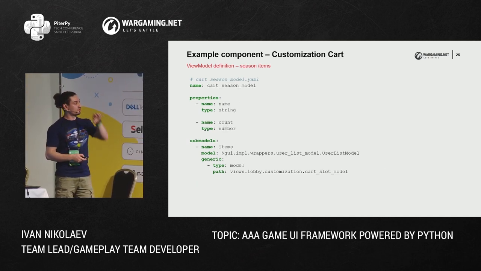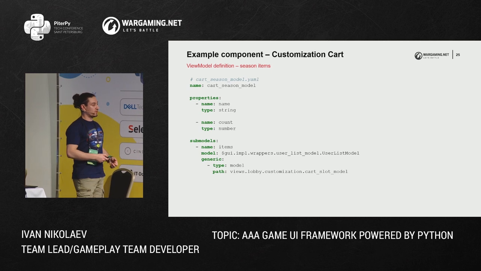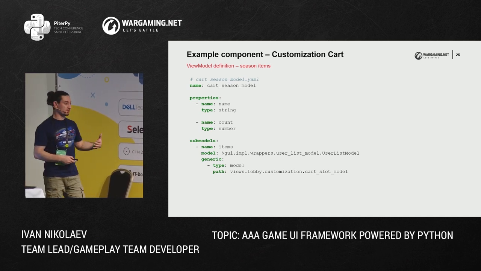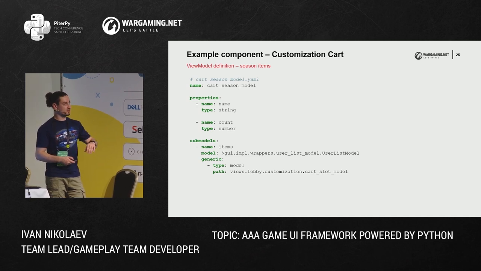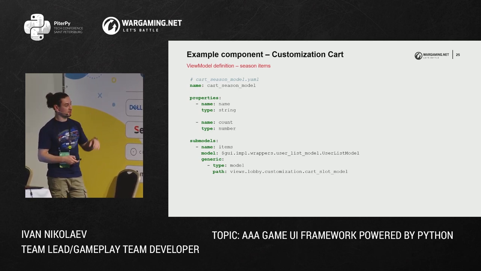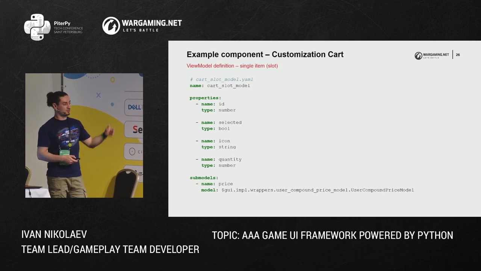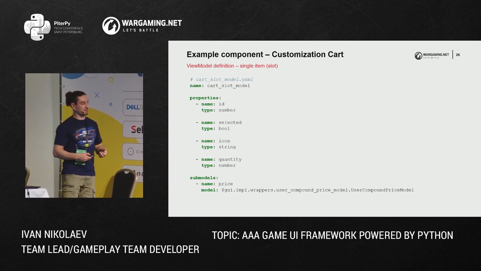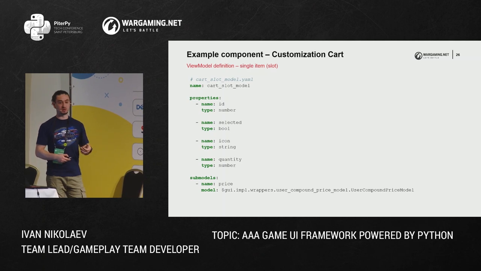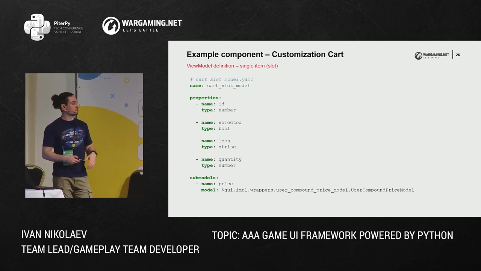How does the submodel for one season look? It's just the name of the season, the count of entries, and the actual entries, which is a plain array. An array of models, I mean, it's another submodel, which in this case is the submodel of a given card slot, so the actual paint or style or decal or something like that. And in turn, it's very simplistic. Our paint has an ID, it has the state of whether it's selected or not, it has an icon or a quantity and so on, and the same price I mentioned before.